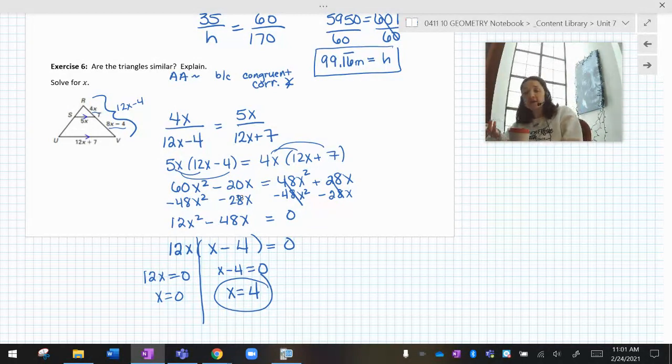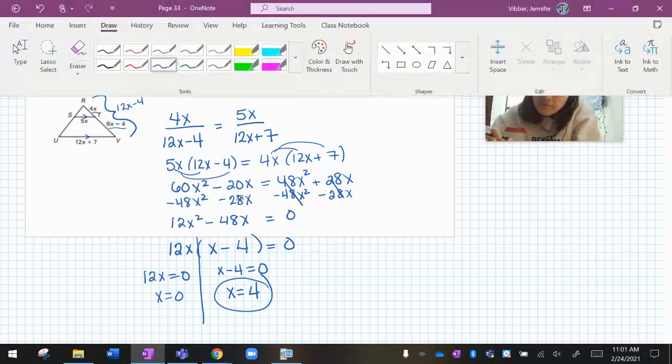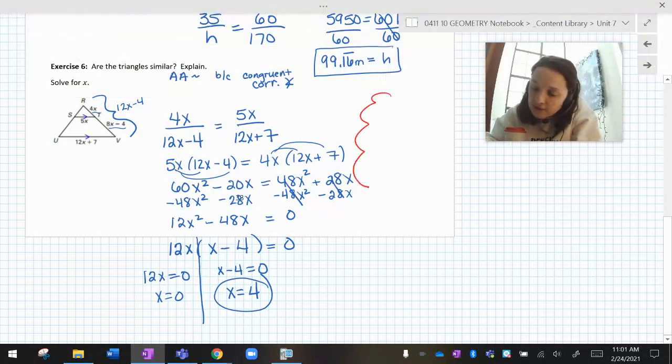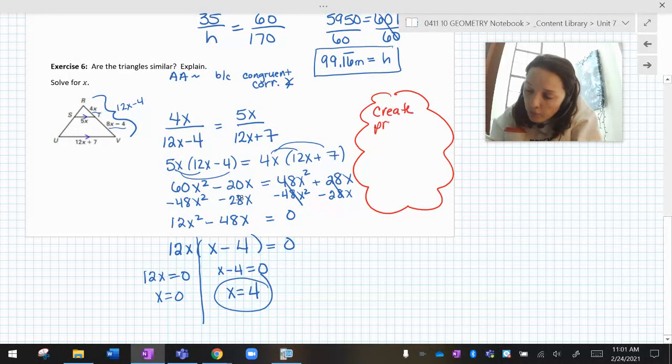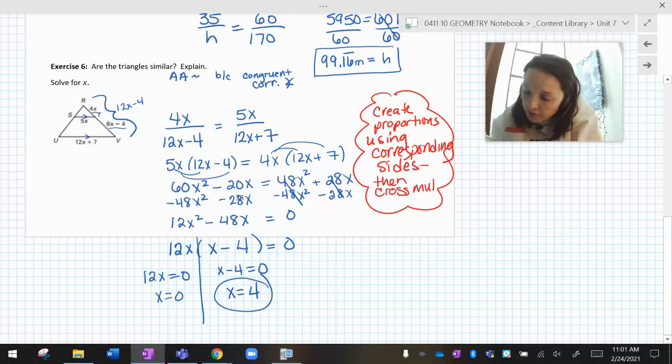And that, my friends, is this lesson. Now, I don't have a lesson summary on here, but if I did, my lesson summary would be this. Create proportions using corresponding sides, then cross multiply to solve.